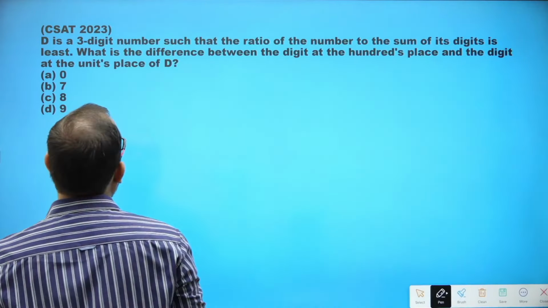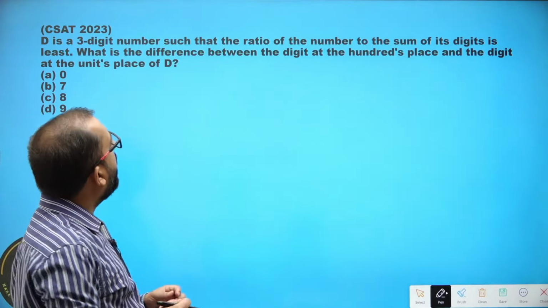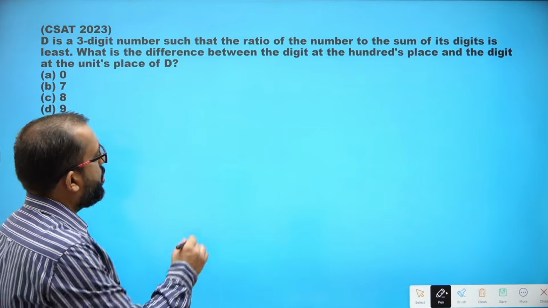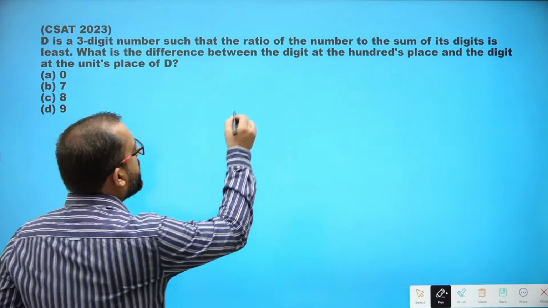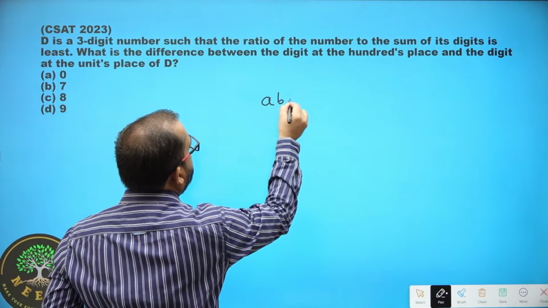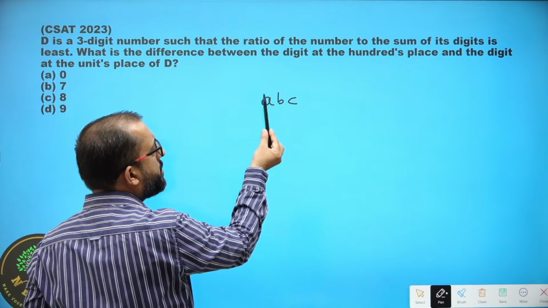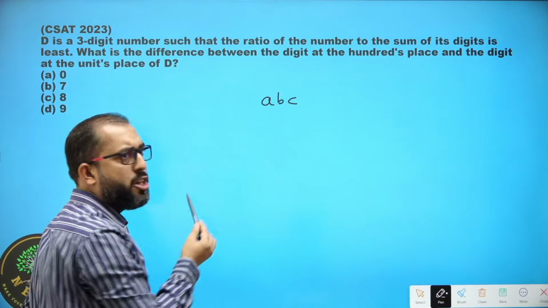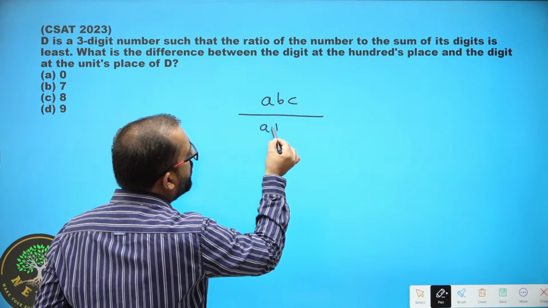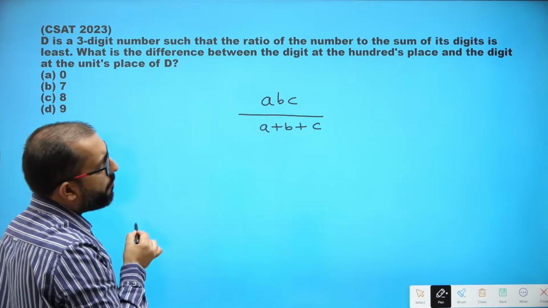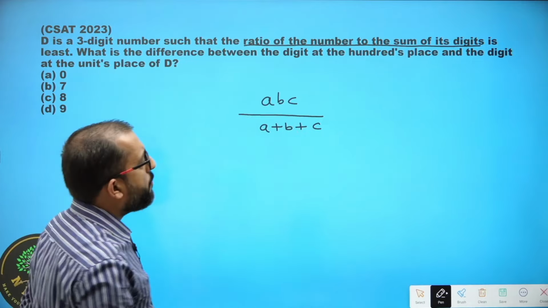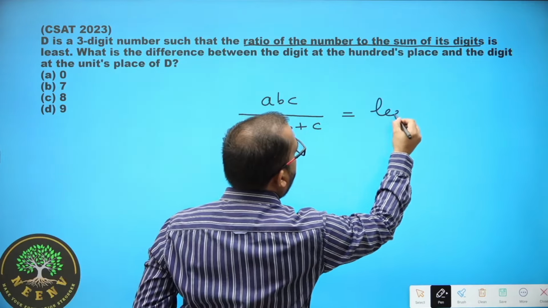It says D is a 3-digit number such that the ratio of number to the sum of its digits is least. So let's say the 3-digit number is ABC, where A is the 100th digit, B is the 10th digit, and C is the units digit. Now we are looking for a ratio of this number with sum of its digit. I want this ratio to be least.